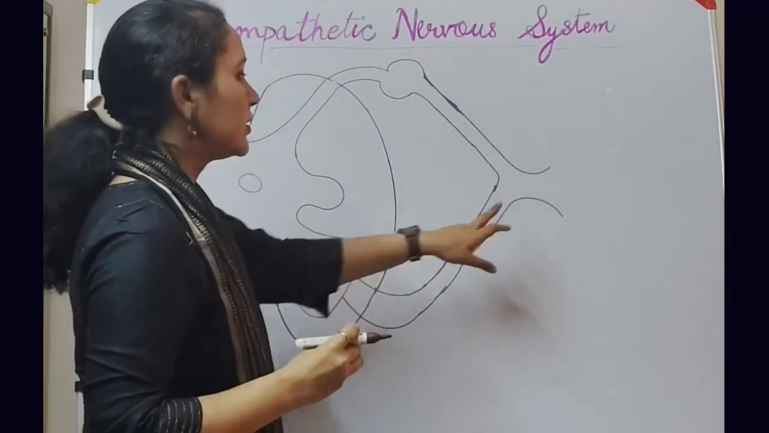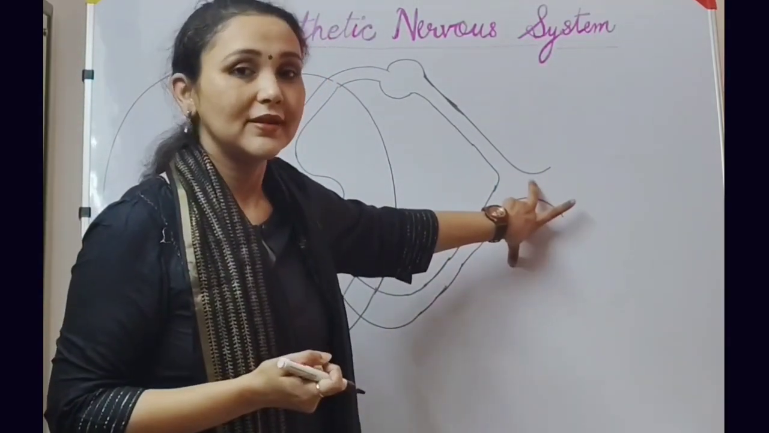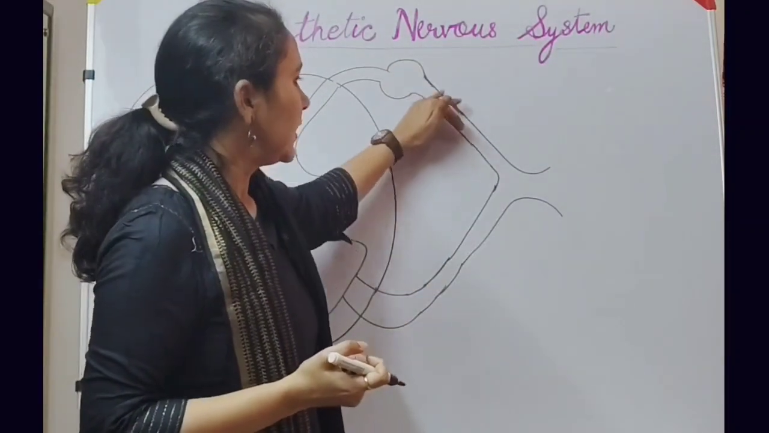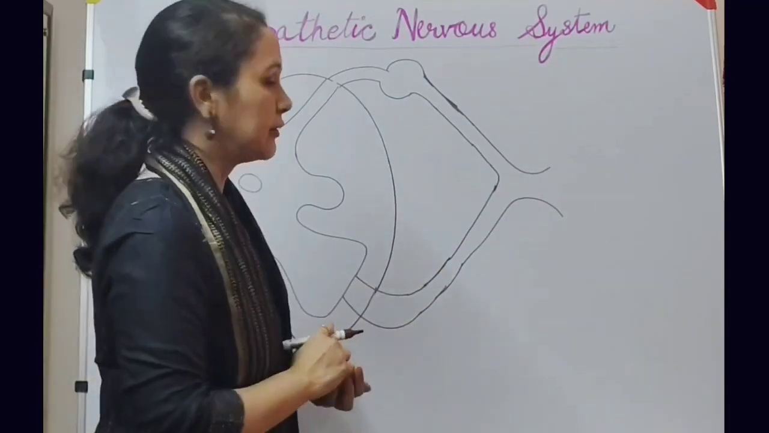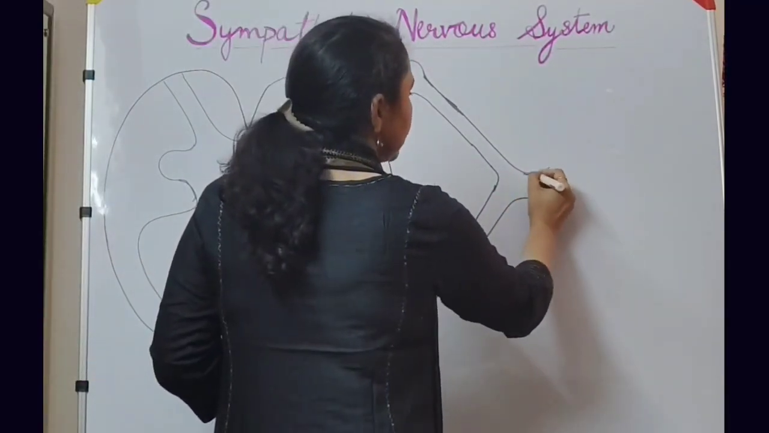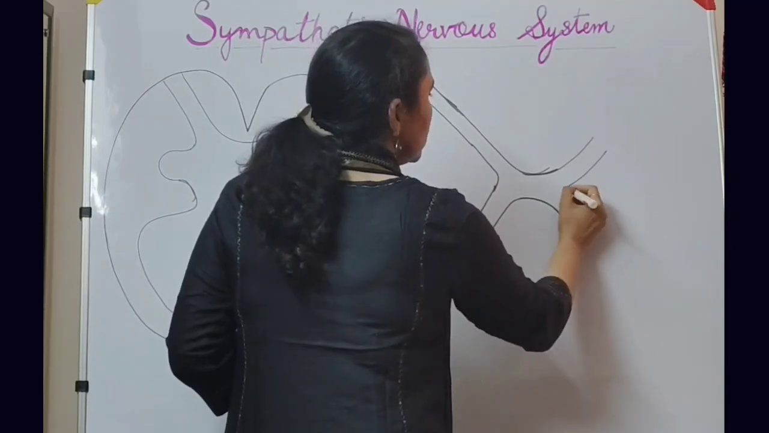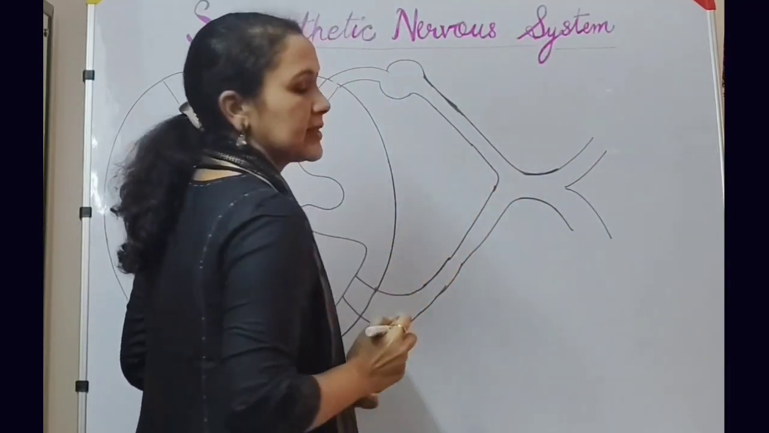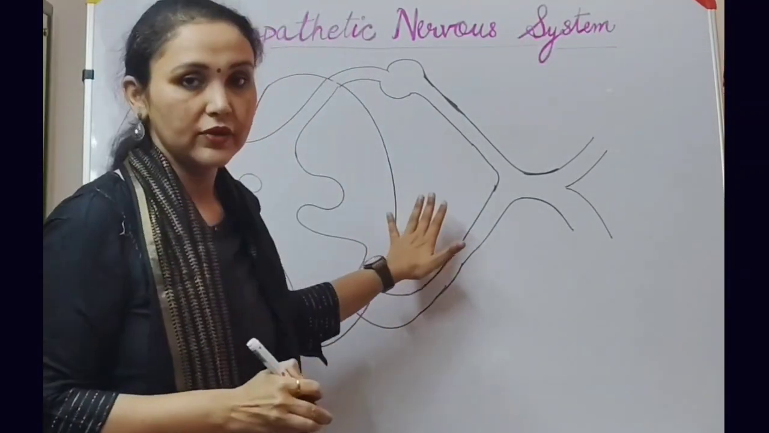Now, if a question comes, what type of nerve is a spinal nerve? It is very easy. It is a mixed nerve. As you can see, the motor component and the sensory component both are there in the spinal nerve. So it's a mixed nerve. And then this is one spinal nerve, and this again divides into a dorsal ramus and a ventral ramus. Right? This is a basic structure.